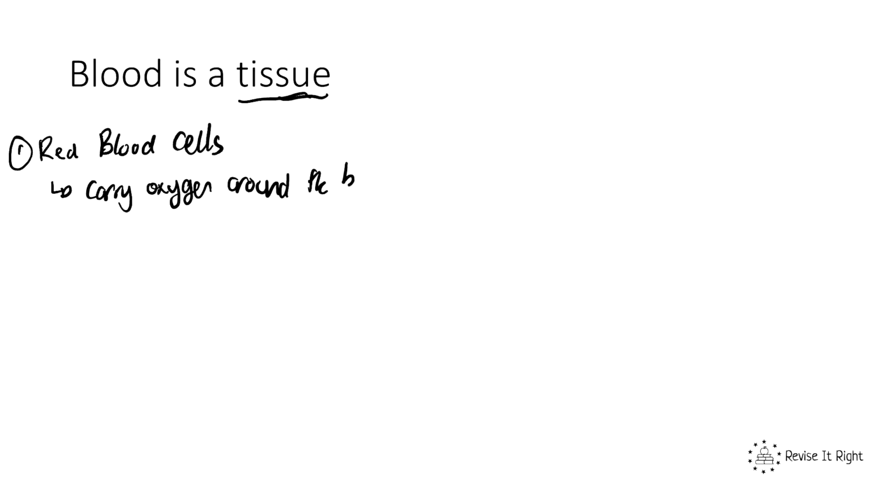So what we're going to do now is learn about those cells that you find in blood that work together to perform the function of carrying all the substances around the body. So first of all, we've got one of the blood cells, which is our red blood cells. Okay, so one cell that you find in our blood is red blood cells. Now the function of the red blood cells is to carry oxygen around the body. So it carries oxygen around the body.